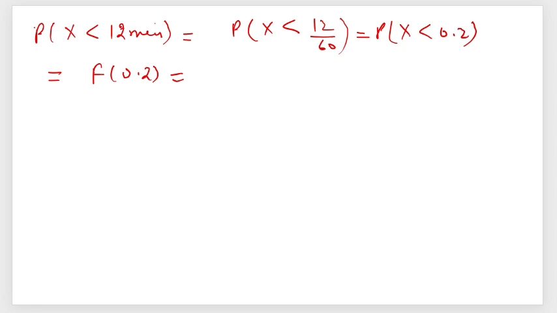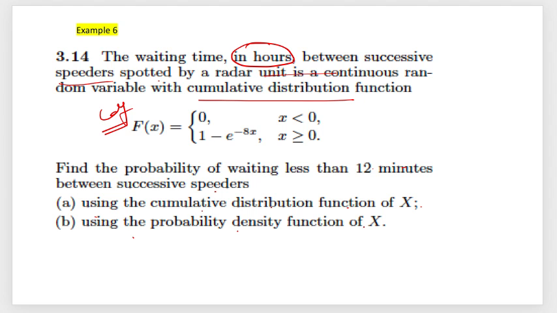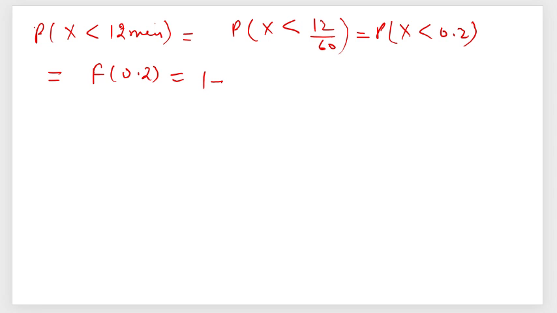So F of x is 1 minus e to the power, because 0.2 is in the second interval. So we are going to write 1 minus e to the power minus 8 times 0.2, which equals 1 minus e to the power minus 1.6, and that equals, after simplification using the table value, 0.7981 if a calculator can be used for that. Otherwise we can leave the answer here if calculation is not possible.